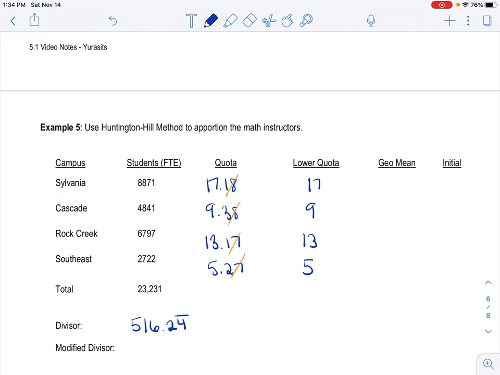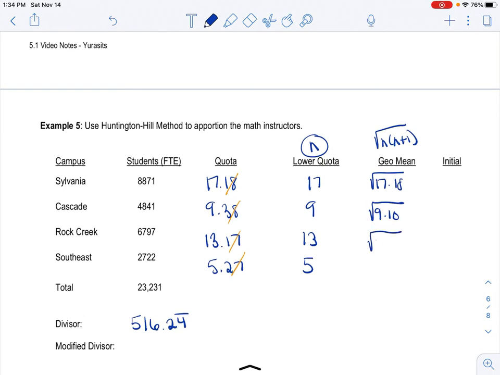So very similar to what we've been doing. The thing now is I'm going to find the geometric mean. So remember, this is our N. This is going to be the square root of N times N plus 1. So this is going to be the square root of 17 times 18. This would be the square root of 9 times 10, square root of 13 times 14, square root of 5 times 6. And let's see what in the world this gives us.